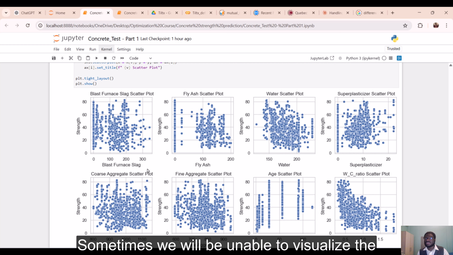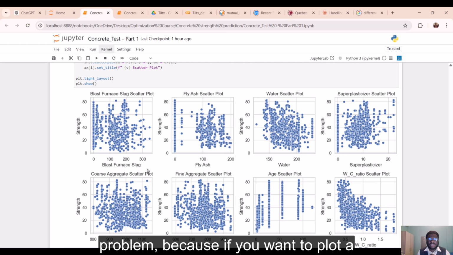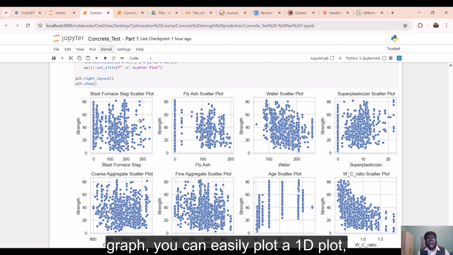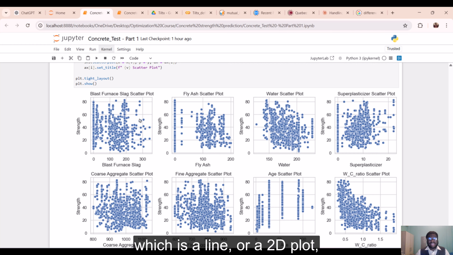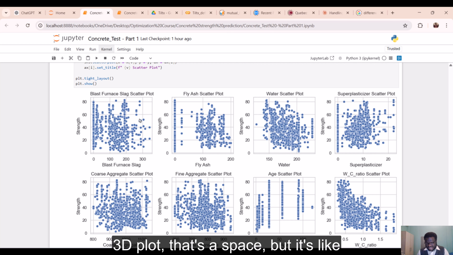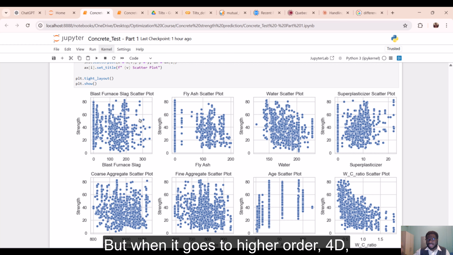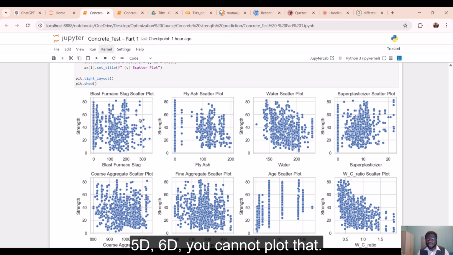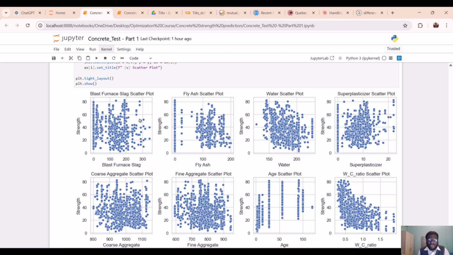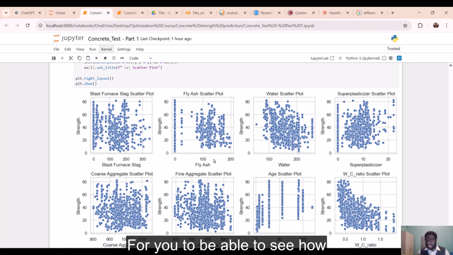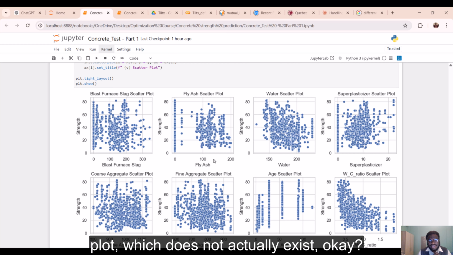Sometimes we will be unable to visualize the problem, because you can easily plot a 1D plot, which is a line, or a 2D plot, which is a plane, or a 3D plot, which is a space, X, Y, Z. But when it goes to higher order, 4D, 5D, 6D, you cannot plot that. There is no 5D plot. There is no 4D plot. Because we have 8 inputs here, for you to see how all of them connect, you need an 8D plot, which does not actually exist, okay?